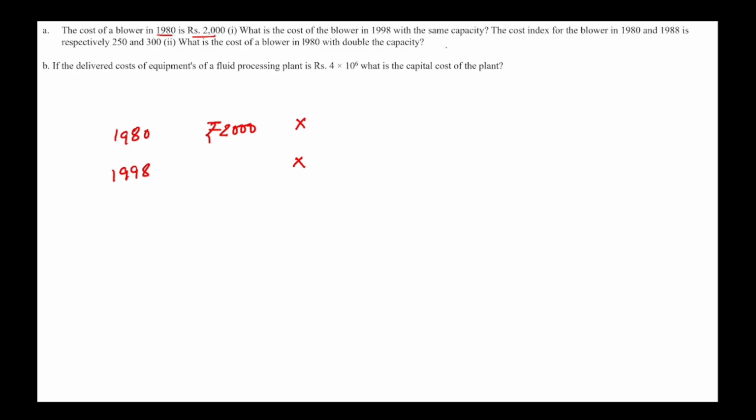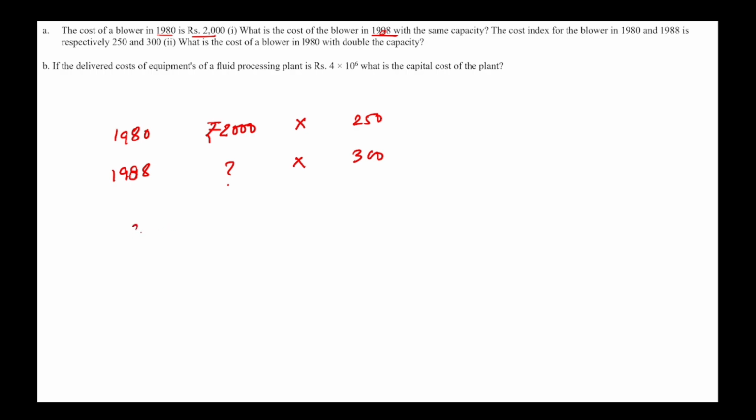Sorry, either this will be 1988 or this will be 1999. So I will take this as 1988. Okay. So the capacity is x, and the cost index in 1980 is 250, and the cost index in 1988 is 300. Actually, what I can recall, this is 1988. Yeah. So we have to find out the cost.